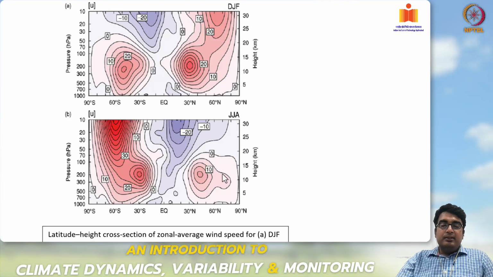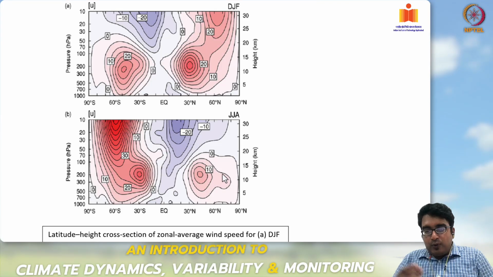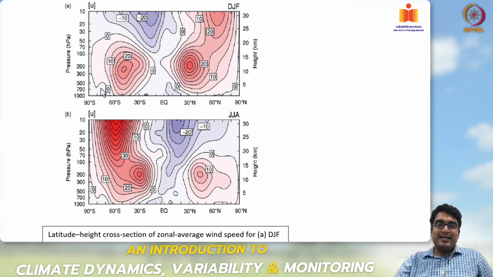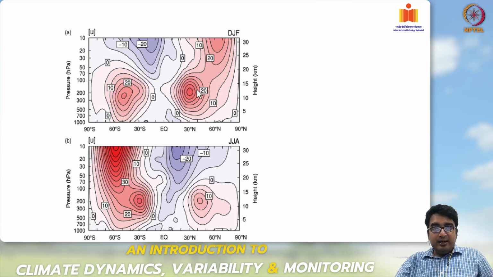We can see the structure and the magnitude of the wind directions with altitude for various latitudes in these two contours. This is December, January, February, so northern hemisphere winter. This is June, July, August, that is northern hemisphere summer. The red are westerly winds, the blue are easterly winds. So, if you see in the surface level, we have reasonably weak polar easterly winds and easterly moving northeast and southeast trade winds at the surface.